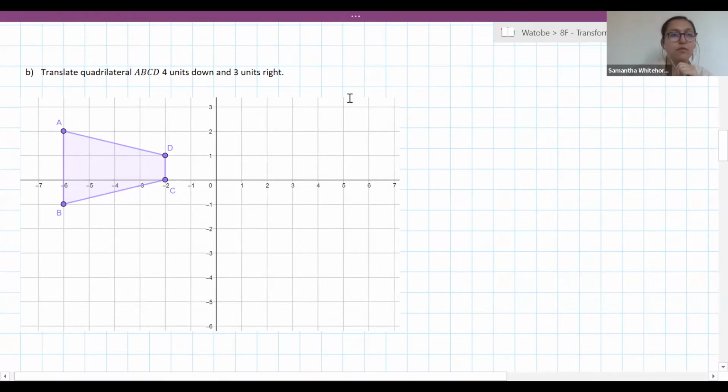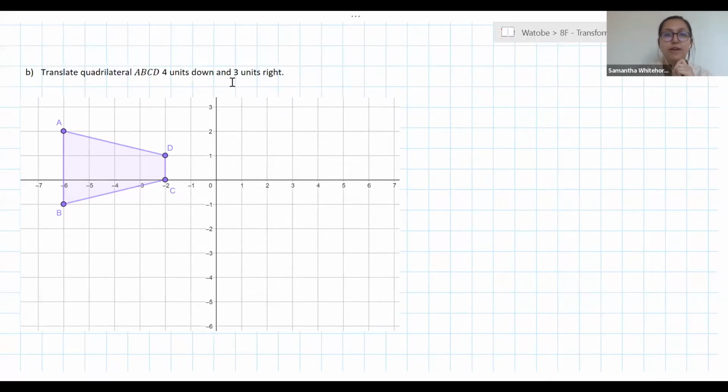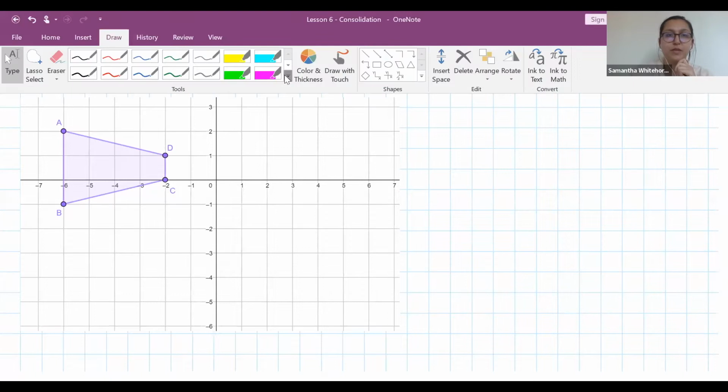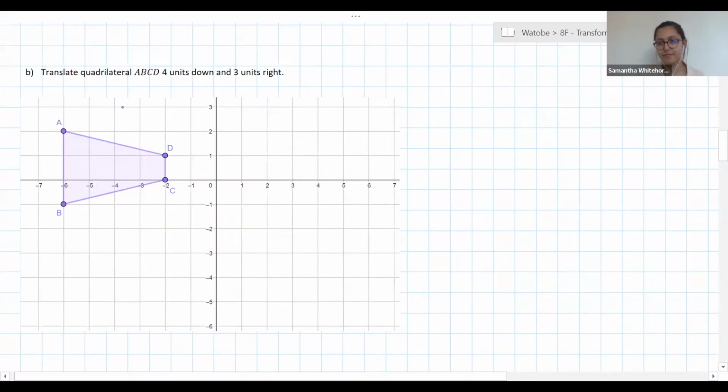So once you know where they're going to be, once you've moved it down and right, you can raise a hand and let me know. Just want to get a better color here. So remember, each of those 4 coordinates must move 4 units down and then 3 units right. I'm just going to give everyone a second to have a think and have a try.